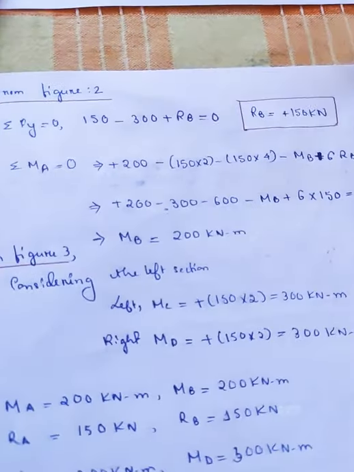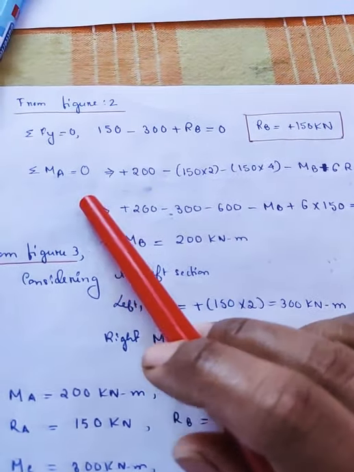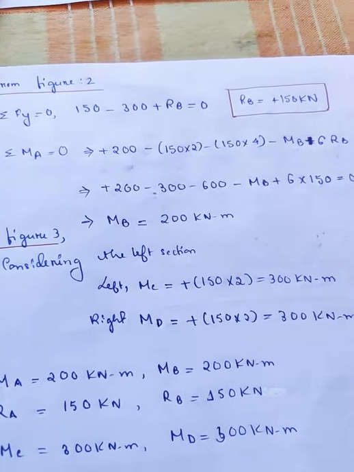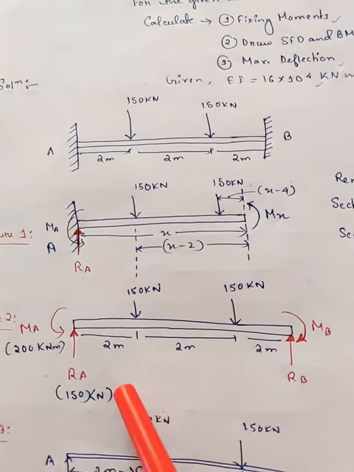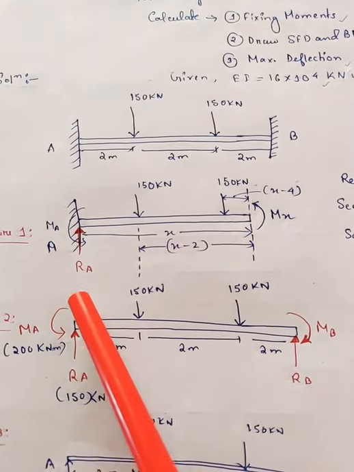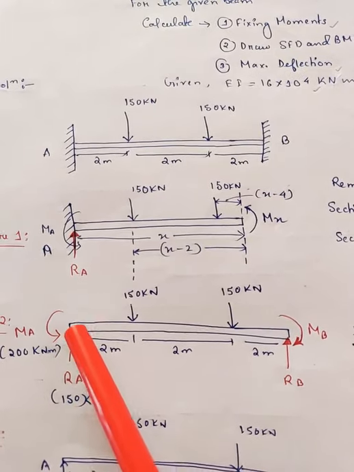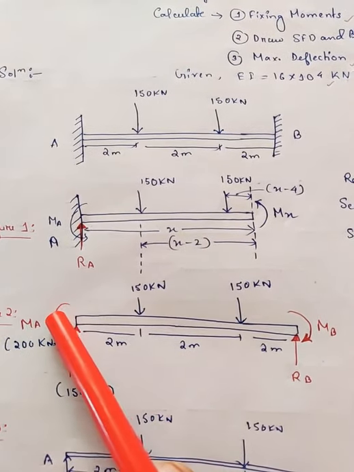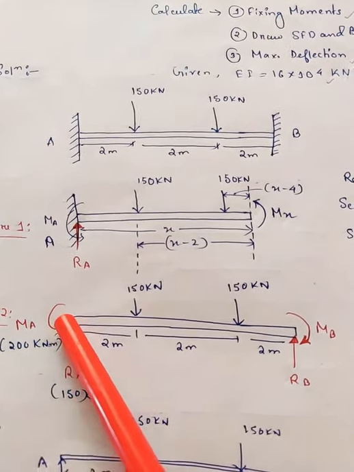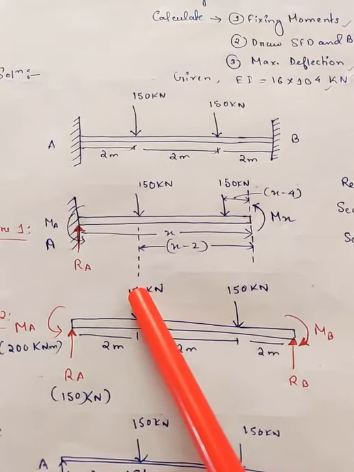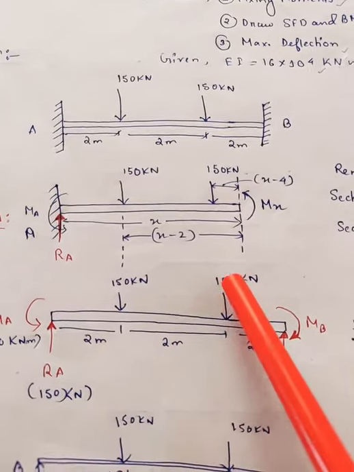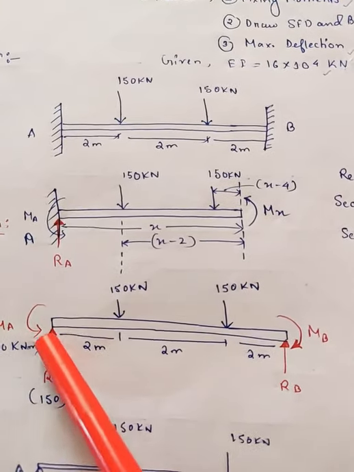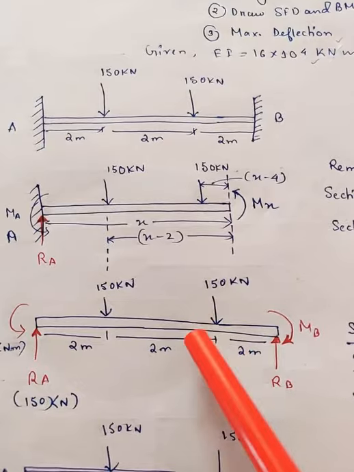Then summation of moments about A. Now let's see the diagram here. In the second diagram, what are the moments here? Here MA is acting anti-clockwise, it will be positive. Then 150 is acting in the clockwise direction, it will be negative about A, and it is at a distance of 2 meters. Then 150 is acting like this, it will be clockwise, also negative, into 4 meters, means the distance from A.